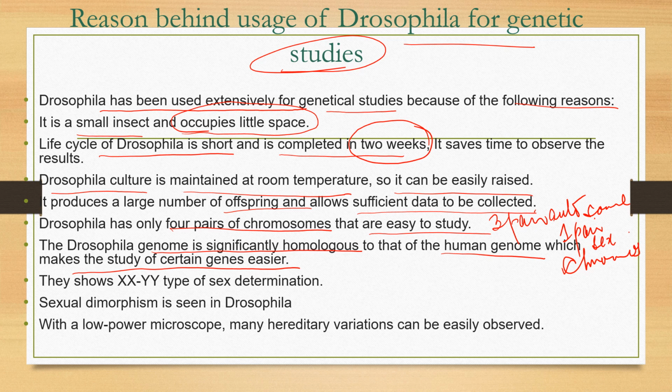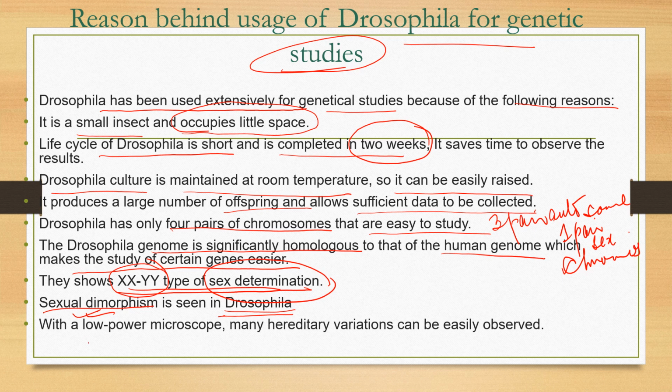Now they show an XX-XY type of sex determination. In the next slide, I'll tell you in brief how sex determination in Drosophila is done. It is a bit different from ours. That type of sex determination is called XX and XY type of sex determination. Now, sexual dimorphism is also seen in Drosophila. This also I'll discuss in the next slide only. You just remember these points. These are very important because these are the reasons behind the use of Drosophila as a genetic material.